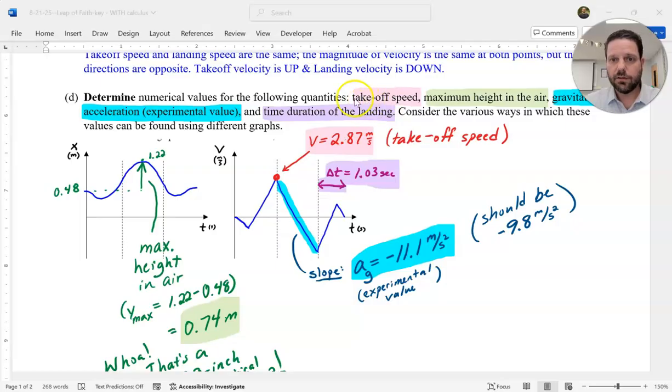So let's start with takeoff speed. You can see that highlighted in pink here. So the best thing, since I have both graphs to look at, would be to get velocity, would be to look at the y value at the moment he's taking off. And we knew that that was going to be that peak value.